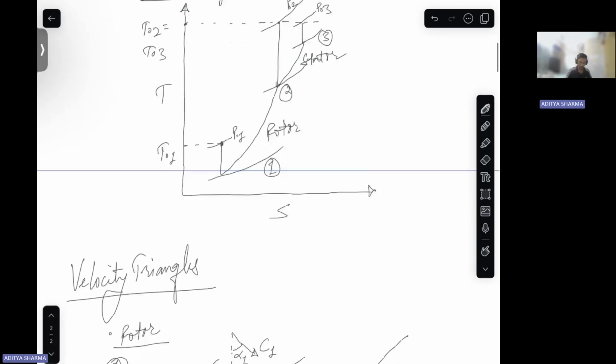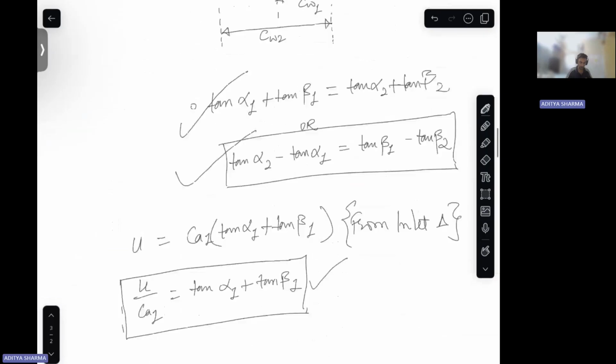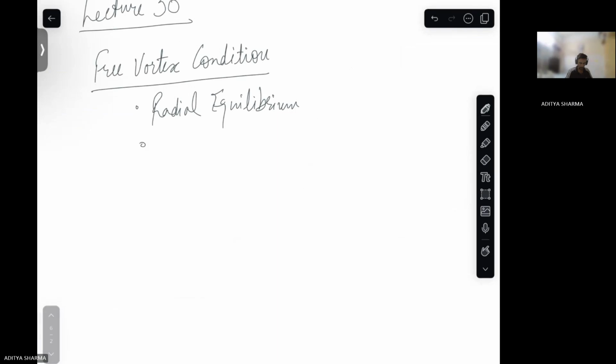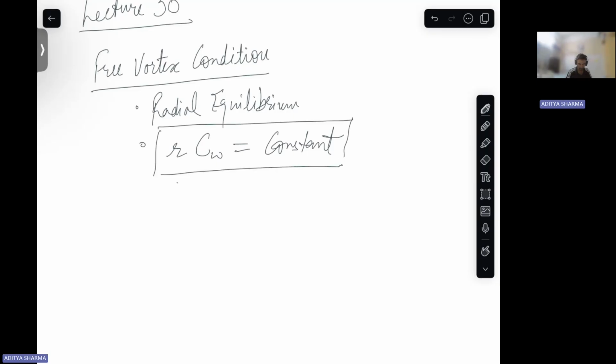Right? And when you give this statement that fluid has not to be in radial direction, and then you analyze your fluid, there comes out this statement, which is R into C omega equals constant. So if you want radial equilibrium in your axial flow compressor, then R into C omega has to be constant.